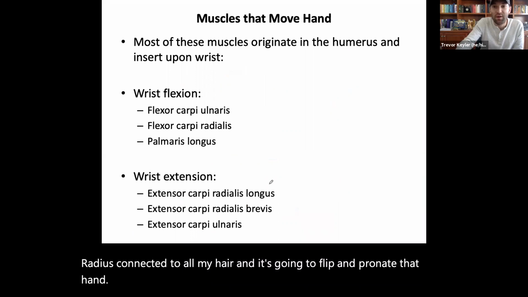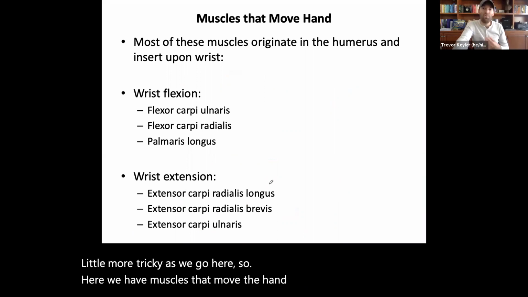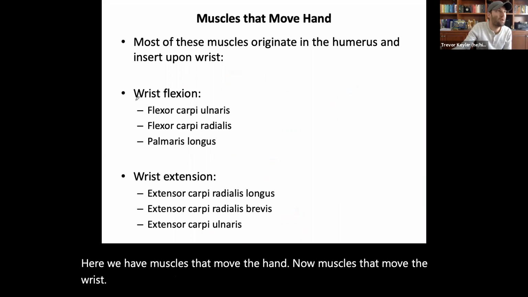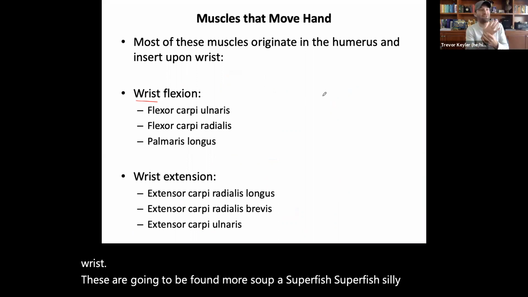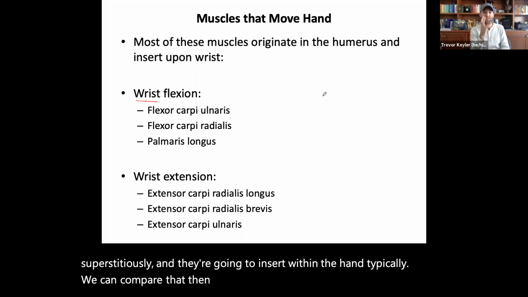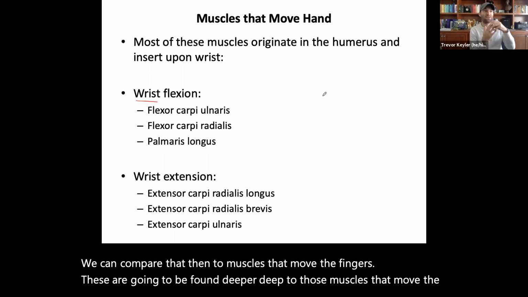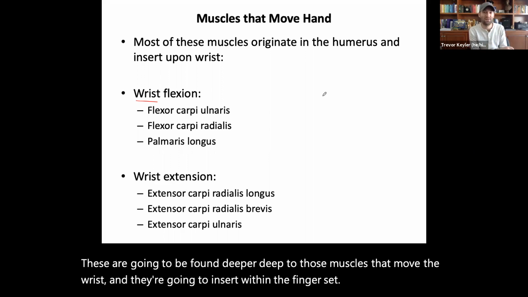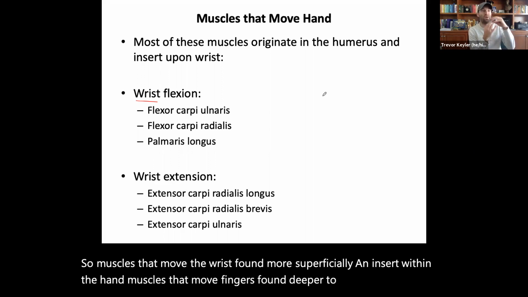It gets a little more tricky as we go here. So here we have muscles that move the hand. Muscles that move the wrist are going to be found more superficially, and they're going to insert within the hand typically. We can compare that to muscles that move the fingers. These are going to be found deeper, deep to those muscles that move the wrist, and they're going to insert within the fingers. So muscles that move the wrist are found more superficially and insert within the hand. Muscles that move fingers are found deeper to those and insert within the fingers.